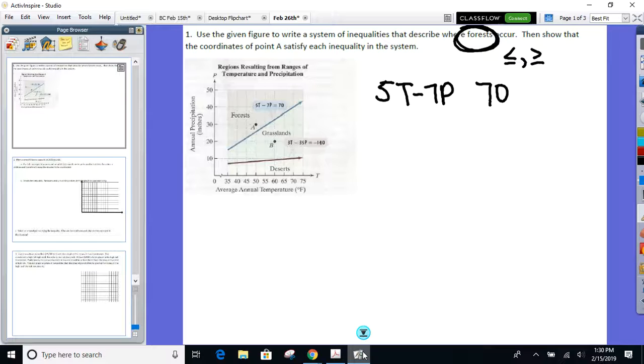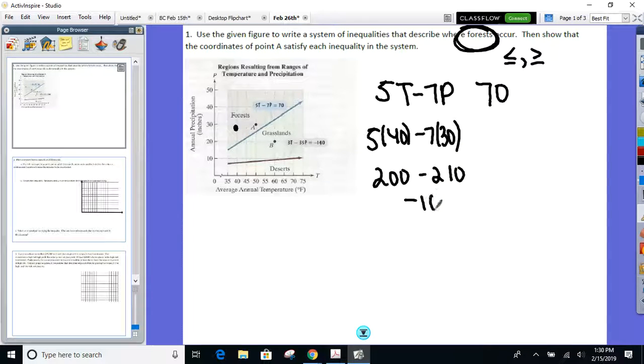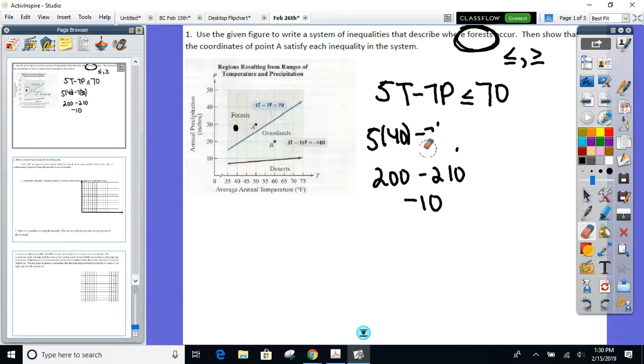Okay, ready? First of all, I know some people are still confused. What point did you pick? 30, 30? 40, 30. All right. Here's what Langston just did. She plugged in 40 for T, 30 for P, and she said, okay, I get 200 minus 210. I get negative 10 out of that. Is negative 10 and 70, how do they compare? Negative 10 is less than. And we already talked, we got to have the or equal to because it's a solid line. All right? We okay there?